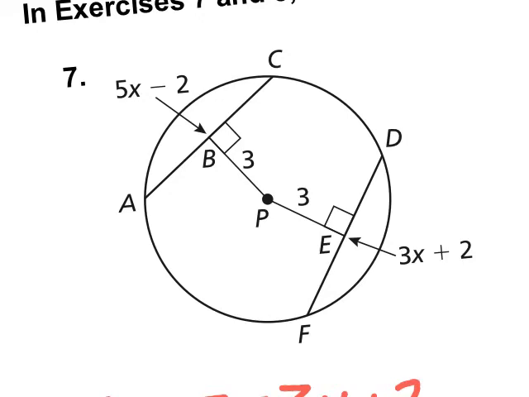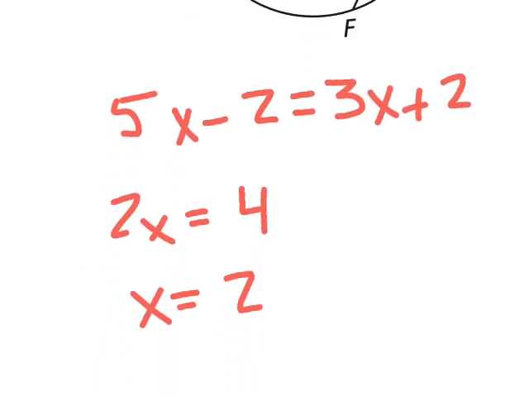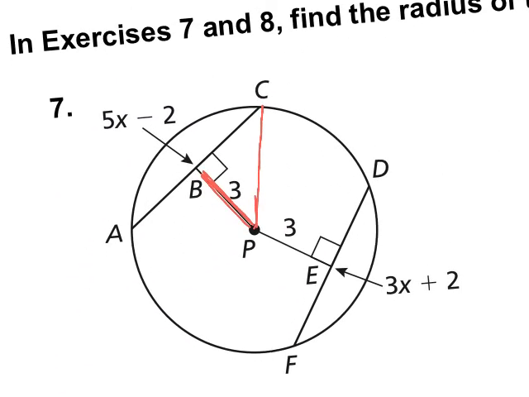Okay. So I draw my own line in, just like they're saying. We go from P to C. And to be totally honest, you could go from P to D, P to A, P to F. It doesn't really matter. What I know is this side is 3. My x value that I just got was 2. So I know if I plug 2 in right here, 5 times 2 is 10. 10 minus 2 is 8. This whole thing is 8, so this thing must be 4, right?